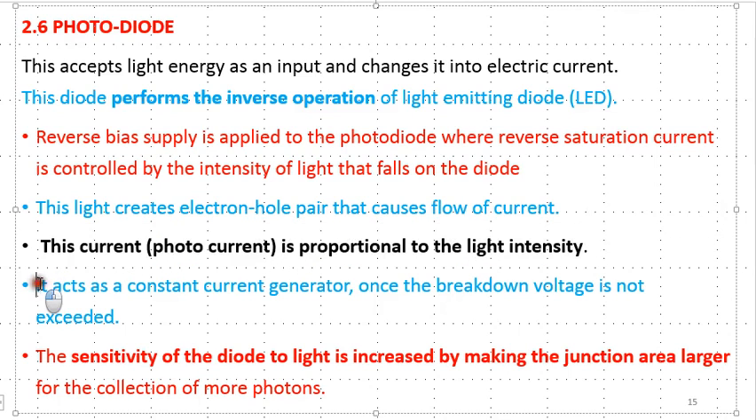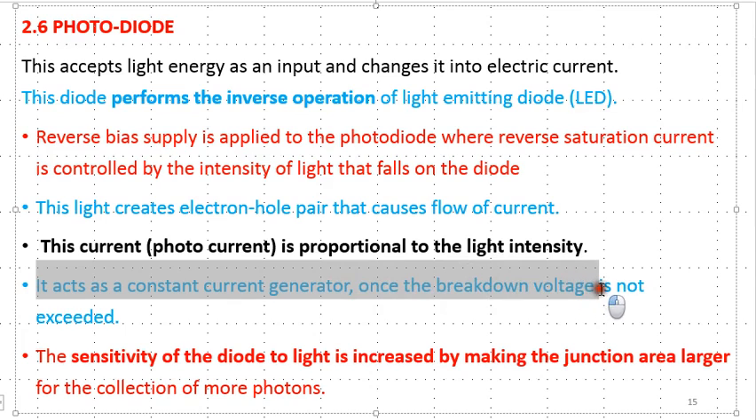And it also acts as a constant current generator, meaning it can supply you with a fixed value of current the moment we reach what we call breakdown, because I told you we have to operate it in what? Reverse bias mode. So once we reach breakdown, the voltage will remain fixed while the current will remain fixed. That's the meaning of constant current generator, and the breakdown voltage is already exceeded.